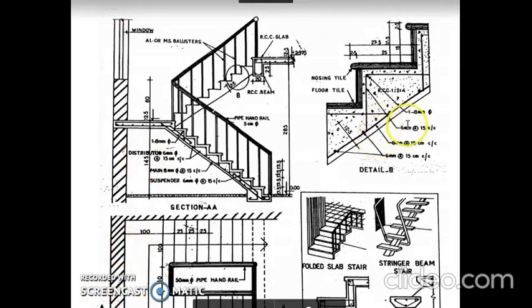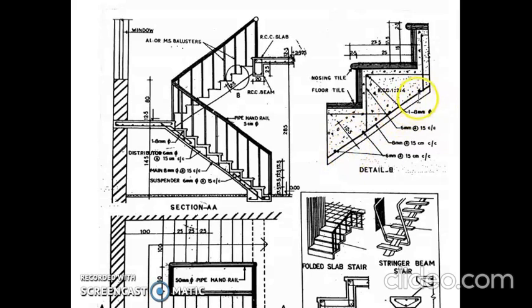Here we can see in the detail there is a dark line and the outer line. There is a gap between these two lines. This can be taken as 30 centimeter cover. Also from here there is a gap between the reinforcement and the tile or the floor tile. This gap can be given as 30 centimeter.